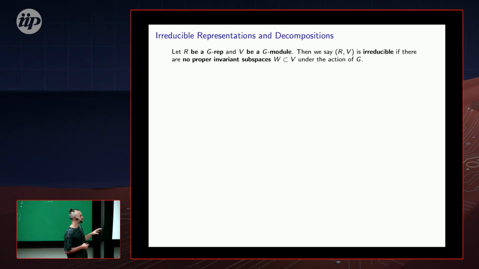Each representation will be decomposed into these irreducible representations with certain multiplicities, up to isomorphisms, which are not very relevant at the moment. Okay, so back to our notation. R is a G-rep, B is a G-module. We say this pair (R, B) is irreducible if there are no proper, meaning non-trivial, invariant subspaces W of B, such that they are invariant under the action of G.